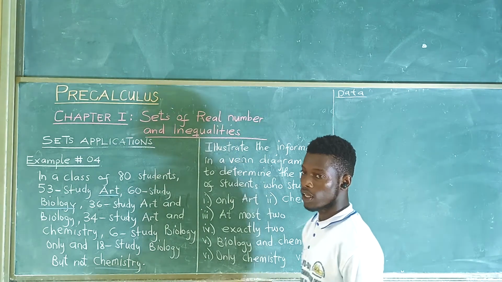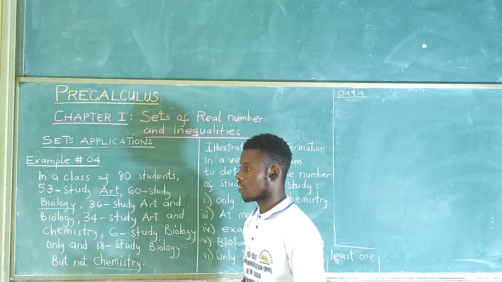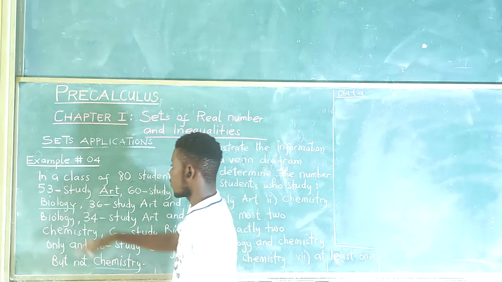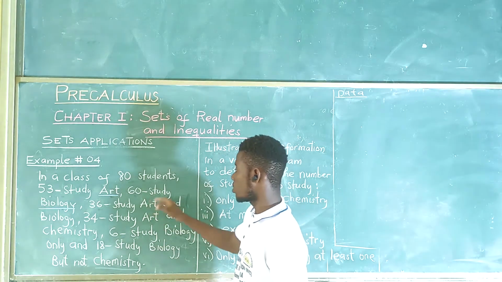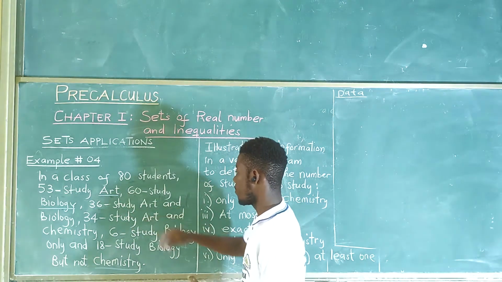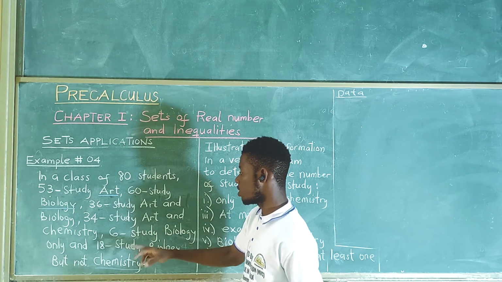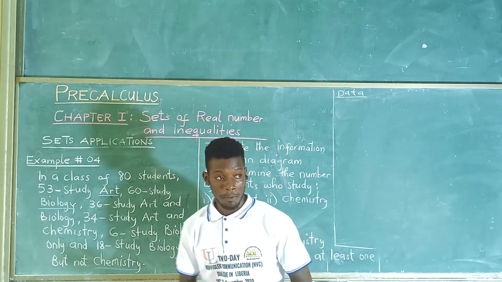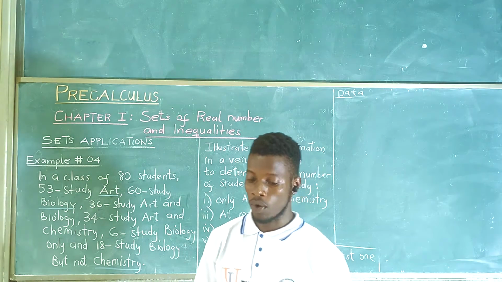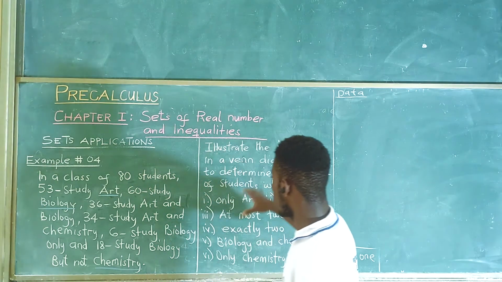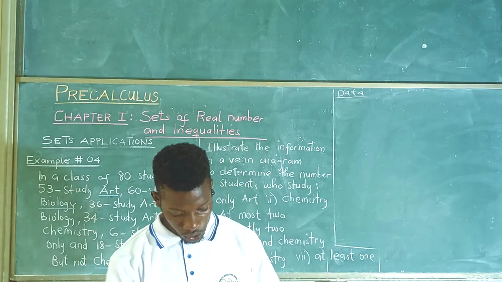The question reads: in a class of 80 students, so the total number of students in the class is 80, 53 study art, 60 study biology, 36 study art and biology, 34 study art and chemistry, 6 study biology only, and 18 study biology but not chemistry. Based on this information, we are going to draw a Venn diagram because that's what the question asks for, and then find the solution to this problem.